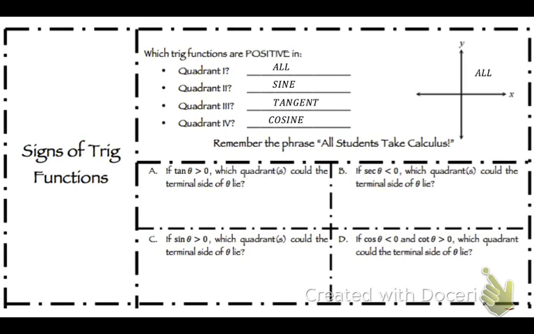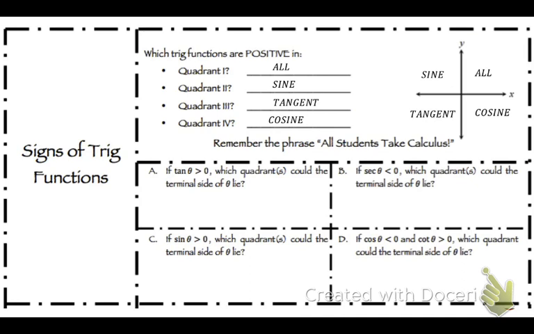Okay, so all students take calculus. So that first quadrant, everything's positive. Second quadrant, sine is positive. Third quadrant, tangent is positive. Fourth quadrant, cosine is positive. So all students take calculus.